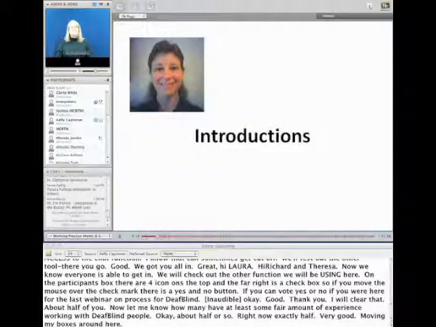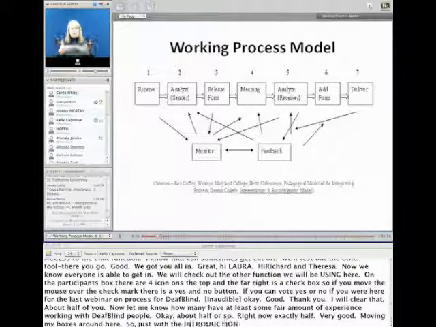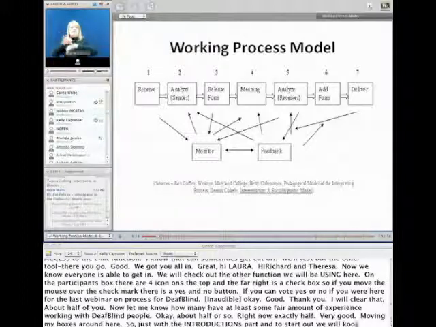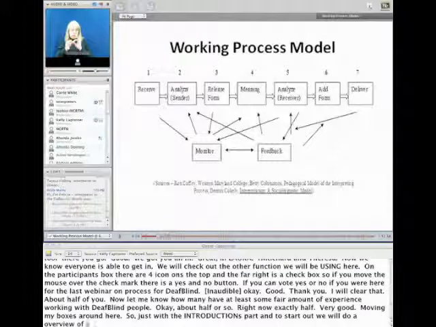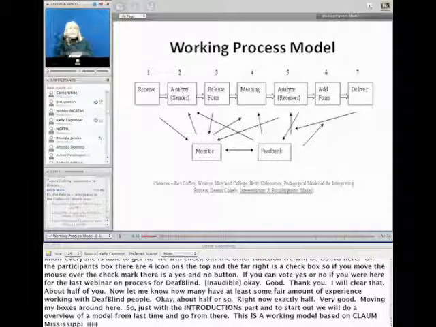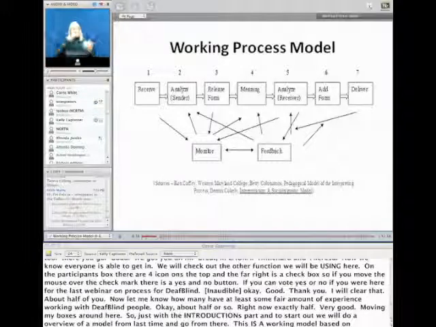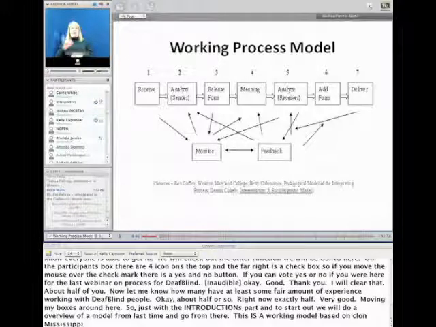So we just did the introductions part, and to start out, we'll do a quickie overview of the process model for deafblind interpreting that we did last time, and then we'll go from there. So this is a working model based on the works of Kalonimus and Coakley, and it's put into the form that you see here by Ron Coffey, who's no longer with us, when we were in graduate school at Western Maryland College. And the 7 boxes shown here are the steps that one goes through at a very basic level from the time a message comes in until the time it goes back out.